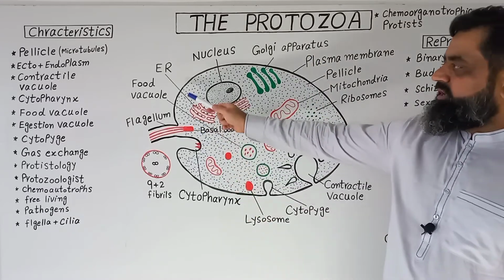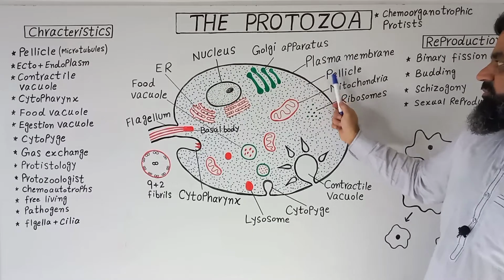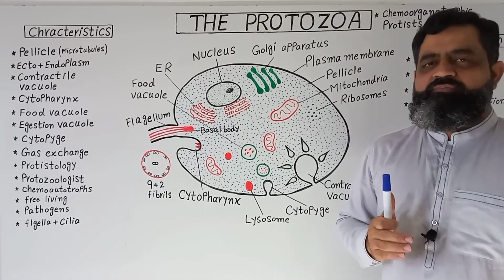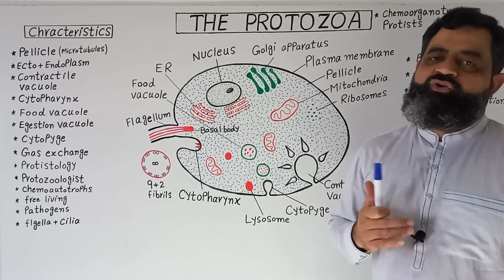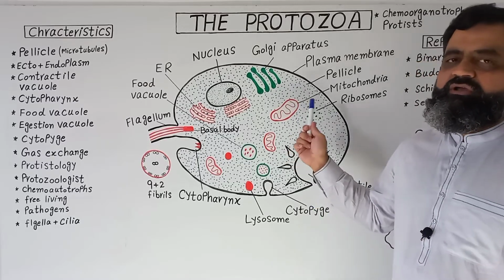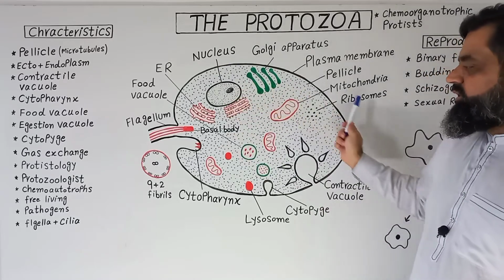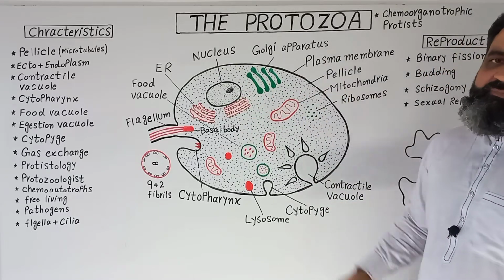The outermost membrane of these animals is known as the plasma membrane. These animals do not contain any cell wall made up of cellulose, peptidoglycan, or collagen. So these organisms are devoid of a cell wall, and the outermost boundary of the organism is the plasma membrane.